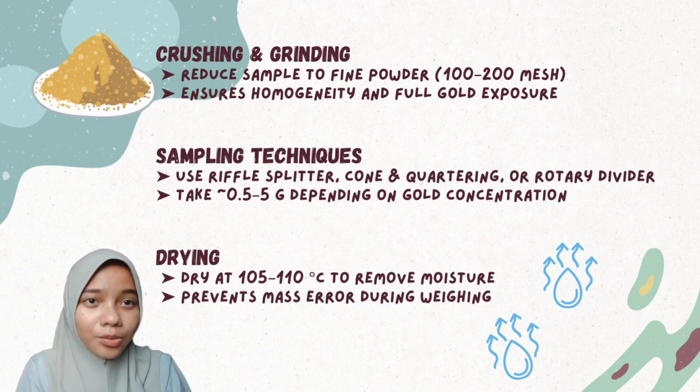Next, we use proper sampling techniques like riffle splitting or cone and quartering. This step is critical because gold distribution in ores can be uneven. So our goal here is to take a small yet representative portion of the bulk sample, usually around 0.5 to 5 grams. After that, we dry the sample at around 105 to 110 degrees Celsius.